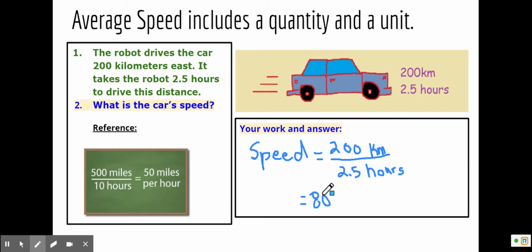Now we can't stop here. Every quantity in science must have a unit unless it's a count. We must have a unit here. Our unit is, take the km, the abbreviation for kilometer, write that first. Put your slash to make it a fraction, and then hours is abbreviated with an H. The speed is 80 kilometers per hour.